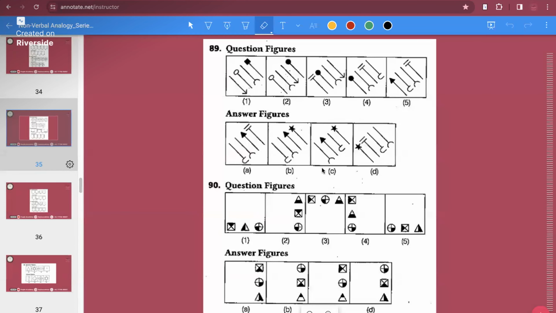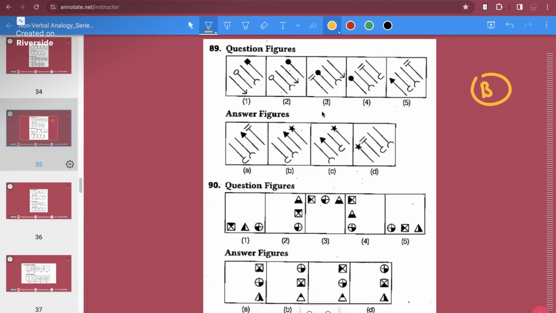Again, another challenging one. Let's look at the questions. This new element they have introduced here. Option B, sir. One moment. You are saying B. So there's one new element, there's another new element, and there's another new element.